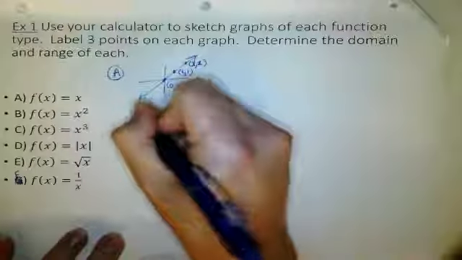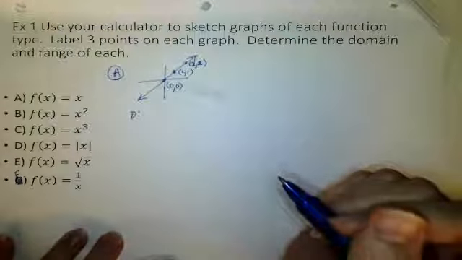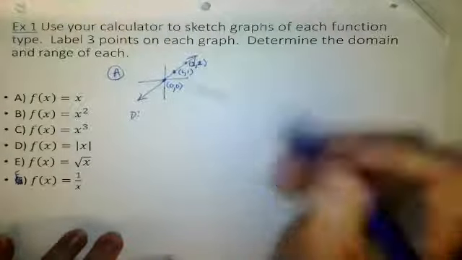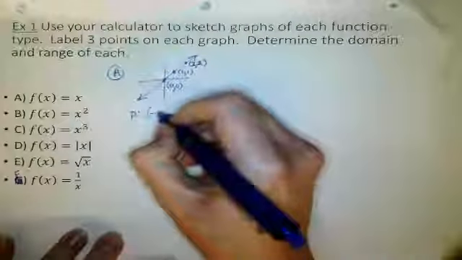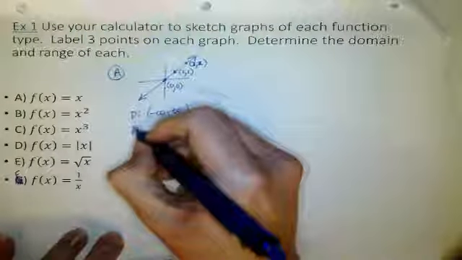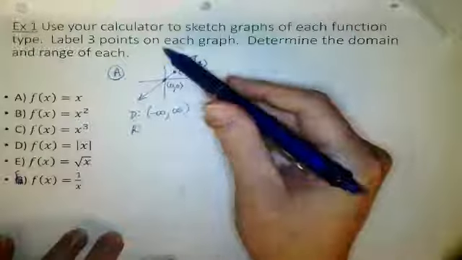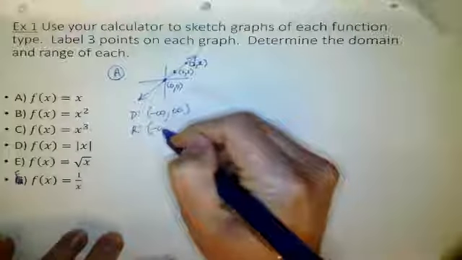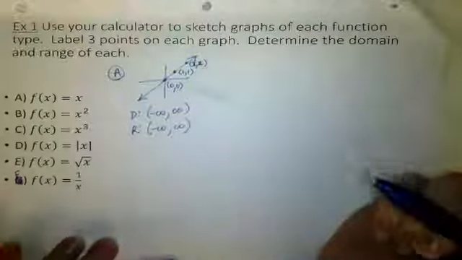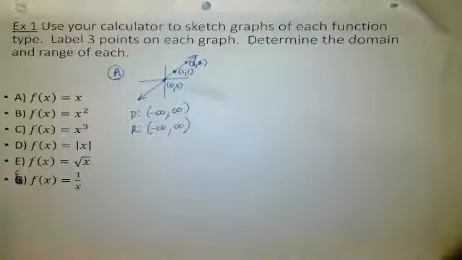And we look, domain is how far left and right the graph goes. So how far left and right does the graph go? Negative infinity to positive infinity. And the range, how low does it go and how high does it go? Negative infinity to positive infinity. So for each function, you're going to label a few points and write down the domain and range. These are all basic functions that we want to know and love really, really well. So I'm going to give you guys just a couple of minutes to copy those and write those down.